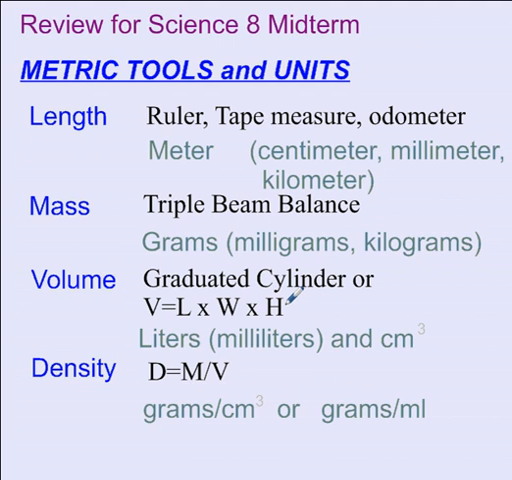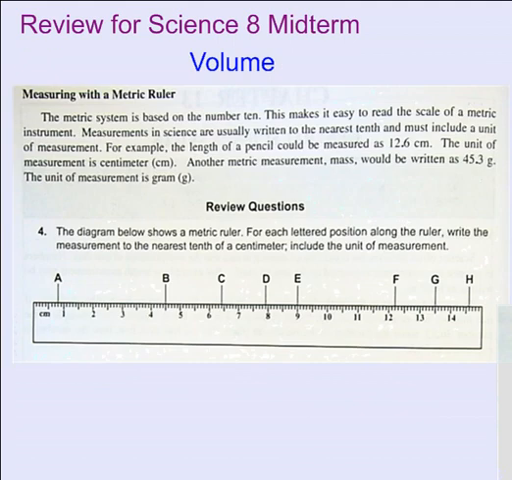This is the formula for a rectangular prism or a cube. The unit for liquid is liters. A milliliter would be 1,000th of a liter, and a cubic centimeter is actually the same volume as a milliliter. Density is mass divided by the volume. Grams per cubic centimeter would be one unit, or grams per milliliter.